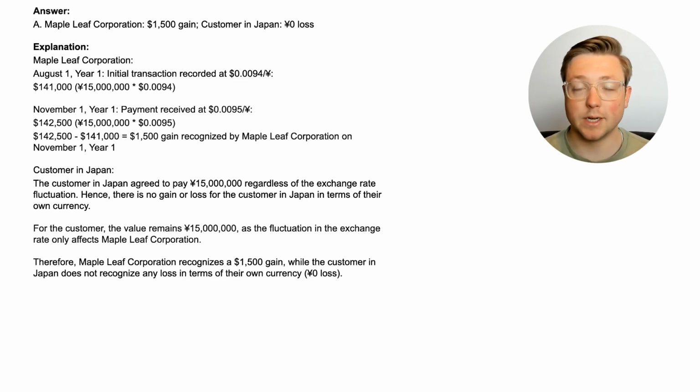It doesn't really change anything for them because the exchange rate was in dollars. It was 1 yen equals this many dollars. And again, they agreed to pay 15 million yen. That's it. So no matter what the exchange rate was, that is how much they're going to pay. So they don't recognize any gain or loss, they just pay 15 million yen. All right, let's go to the next question.